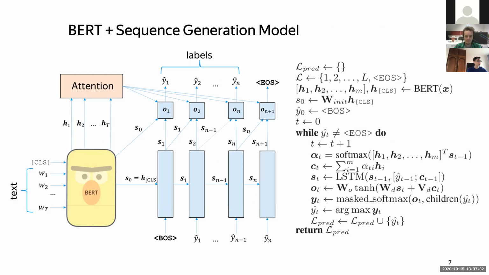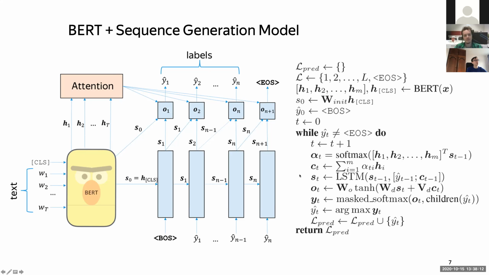We argue that in this seq-to-seq setting, we can use a heavy language representation model such as BERT as an encoder. And in our implementation, we passed the BERT representation of the CLS token into an LSTM decoder. And we use representations of other tokens in the BERT for the attention mechanism.